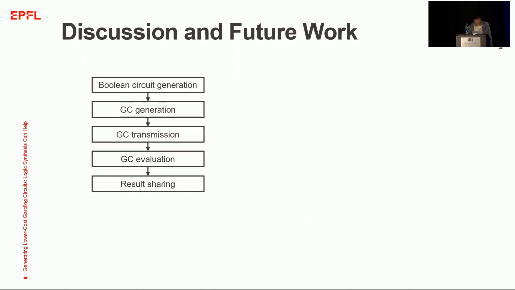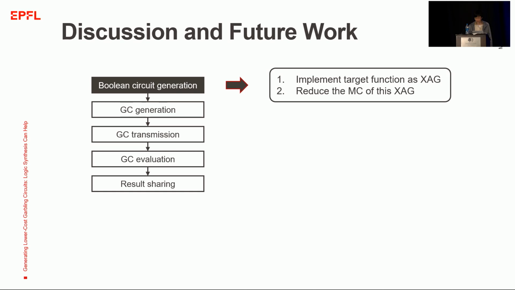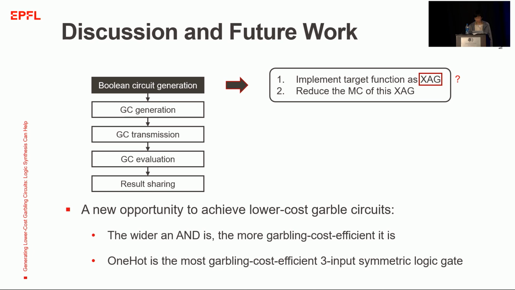To summarize the presentation, to solve the problem of reducing garbling cost, contributions of the logic synthesis community focus on the step of representing the target function as a Boolean circuit. More specifically, the function is implemented over two-input XOR, two-input AND, and inverter. Previously, research focused on reducing the number of two-input ANDs in XAG. However, it is noted that symmetric logic gates can be garbled much more efficiently than we thought, which inspires us to adopt other more garbling-cost-efficient logic primitives. We made two proposals: one, to use wider AND, and two, to use the one-hot gate. We respectively developed algorithms to support our ideas and managed to make improvements over the state of the art.